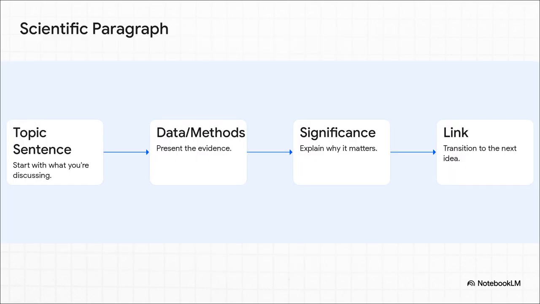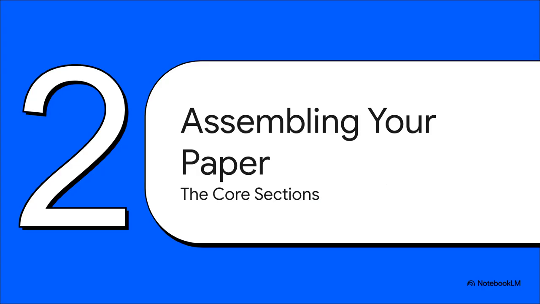All right, so from sentences, we naturally build up to paragraphs, and a strong scientific paragraph isn't just a random block of text. It follows a really clear blueprint. First, you start with a topic sentence that tells the reader what it's all about. Then, you present your evidence, your data, your methods. After that, you explain why it matters, its significance. And finally, you create a little bridge to the next idea. This structure creates a logical flow that just guides your reader right through your argument. It's beautiful.